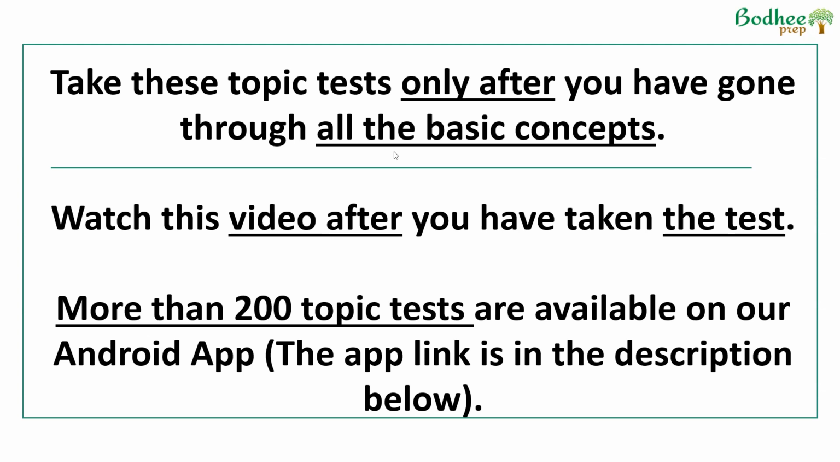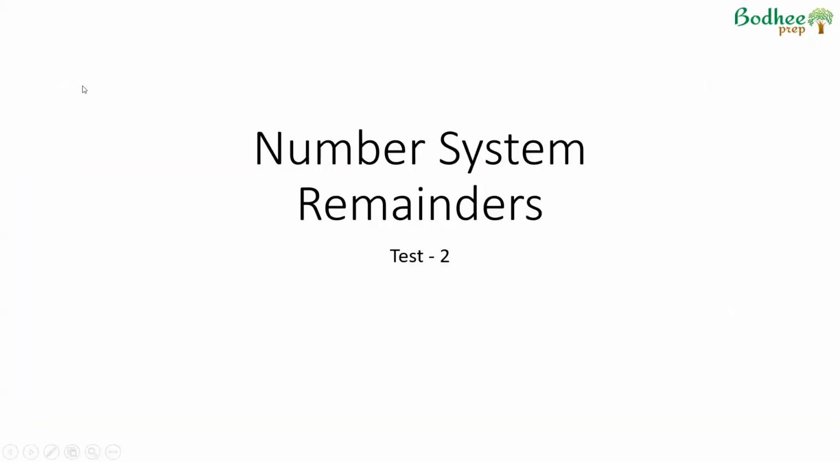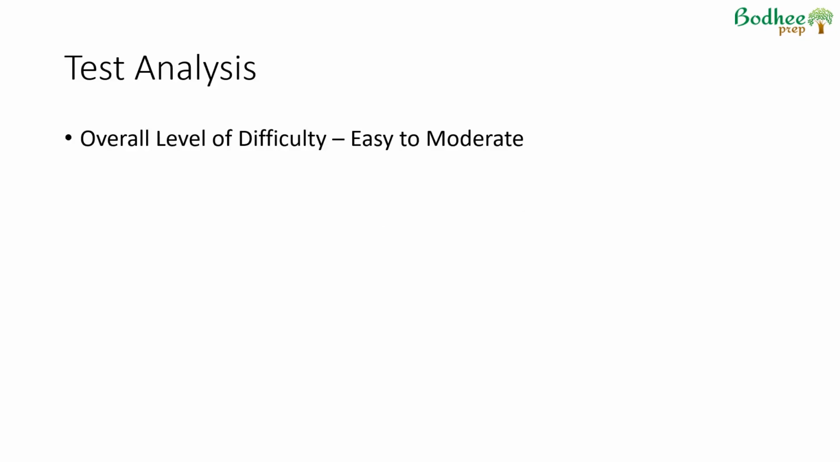This video specifically is about the topic remainders, and this is test number 2 that we're discussing in this video. Overall, the test was easy to moderate level of difficulty, with about 7 questions net correct giving you a 95 plus percentile in the CAT scenario out of 10.